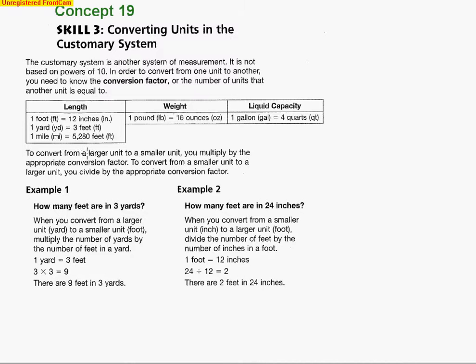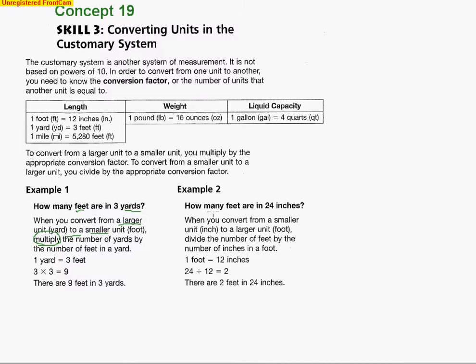We first of all need to know the conversion factor. And so we see that 1 yard is 3 feet. Now, where are we going from? We're starting at yards, so we're going from a big unit to a small unit. So if we go from a large to a small, that means we multiply. And so that's why they did this. They took the conversion factor and they're multiplying by it. So 3 times 3 makes 9. So 9 feet in 3 yards.